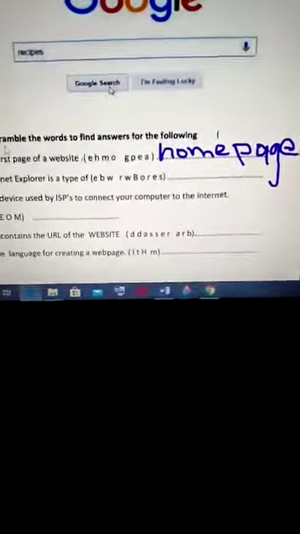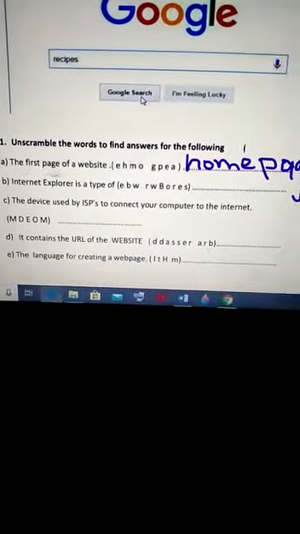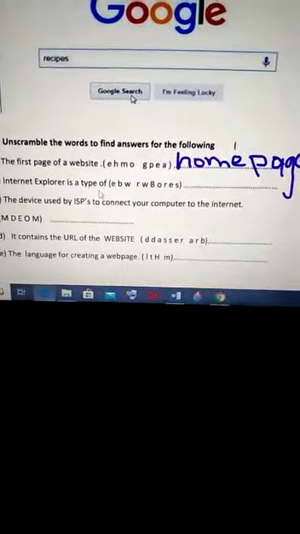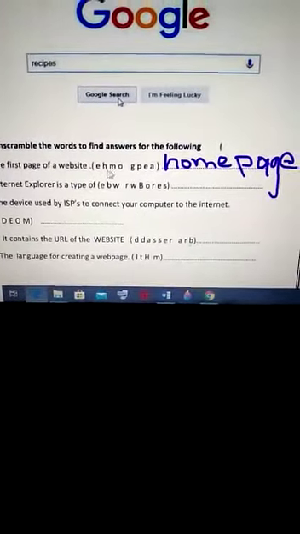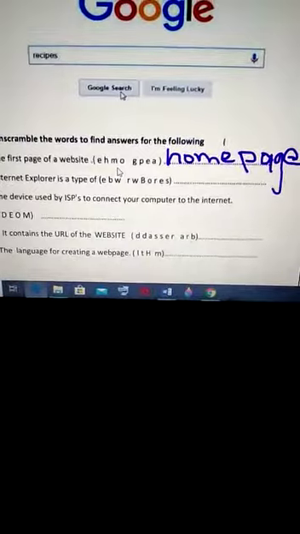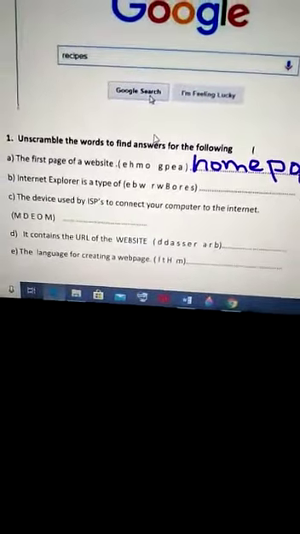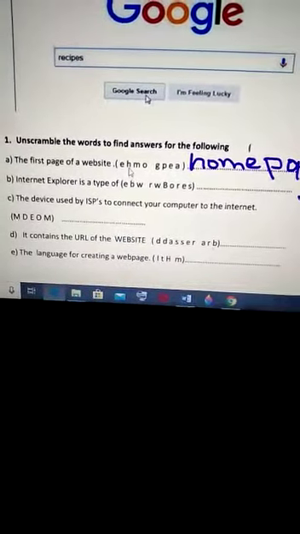Question number 1 is: unscramble the words to find the answer of the following. The first question is: the first page of the website. This is the home page. Here you can see different alphabets. EHMO, we cannot pronounce properly because the information is hidden in these words which are not properly arranged.